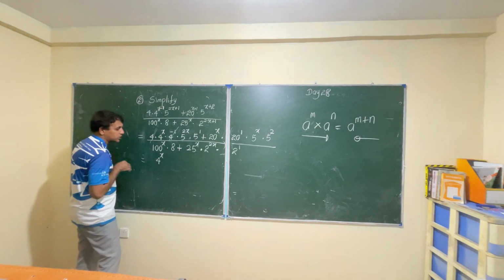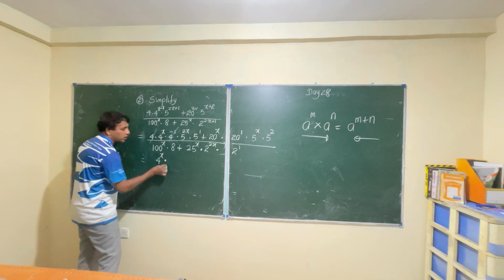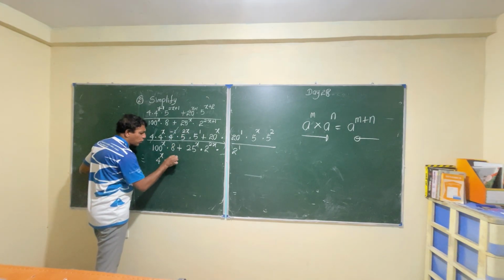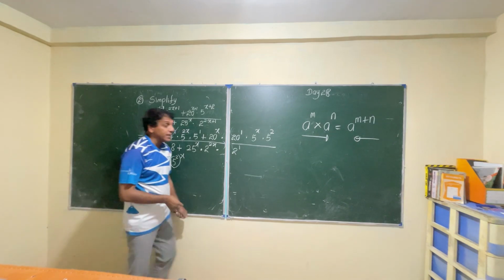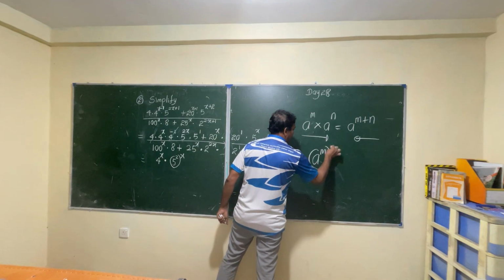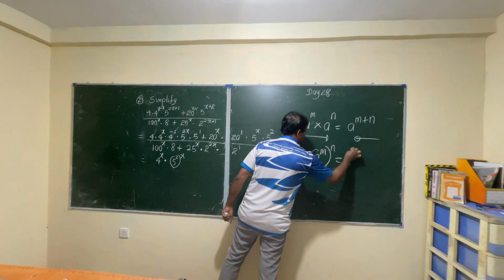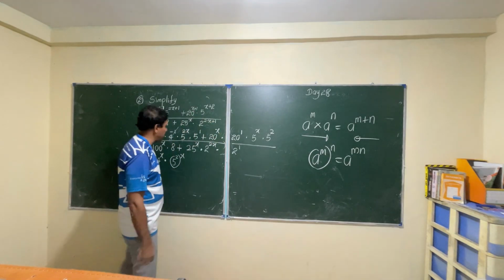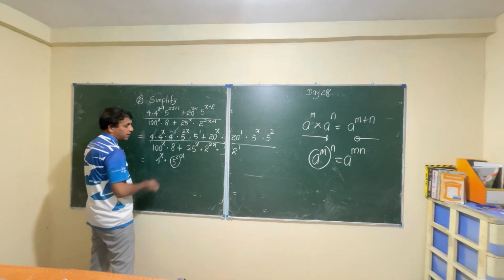That is mathematical tricky simplification. How about this one, 5 squared completely x. Another rule of indices: A to the power m completely n can be shown as A to the power mn, right? mn, okay?